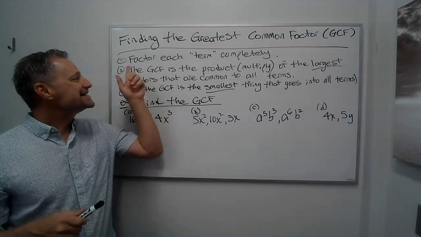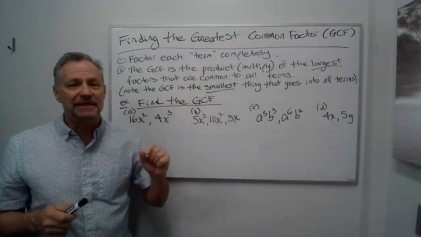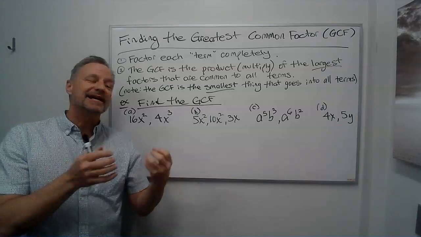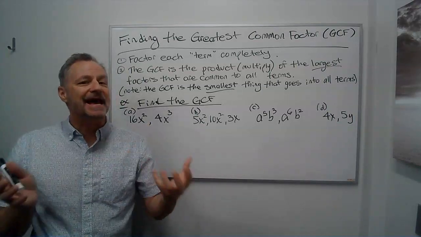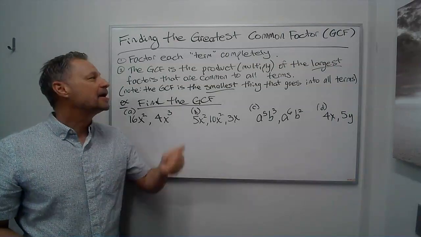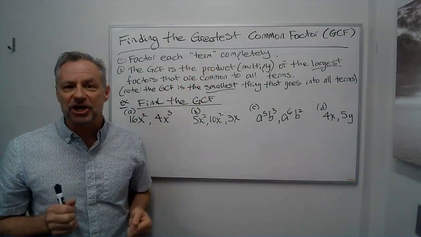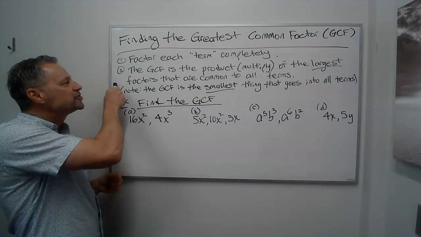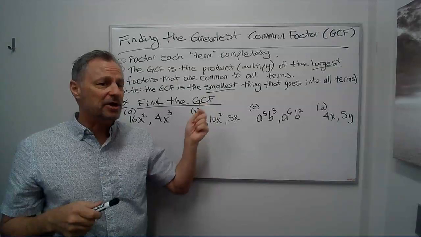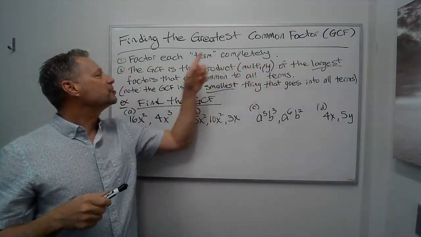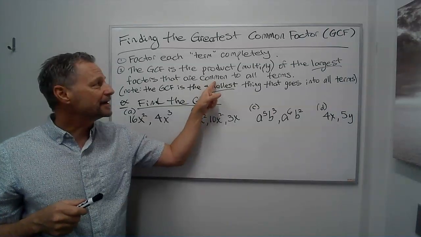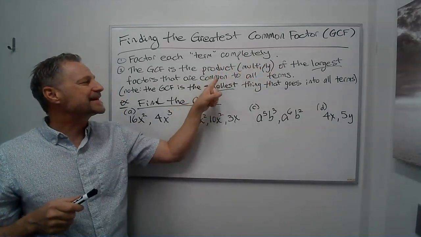All right, so the idea is we're going to factor each term completely. I put "terms" in quotation marks because we're just looking at each group. Term really means things added or subtracted together, which we will be going into later. But at this point, I'm just using term as a generic word. The greatest common factor, the GCF, is the product, meaning we're going to multiply together, the largest factors that are common to all terms. Okay, so it's the largest thing that's common to all terms.